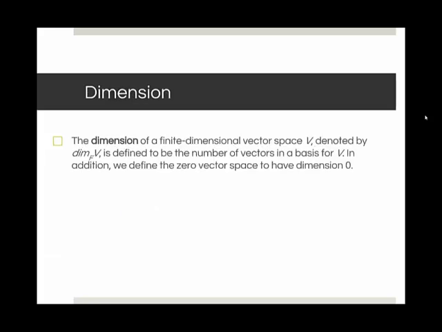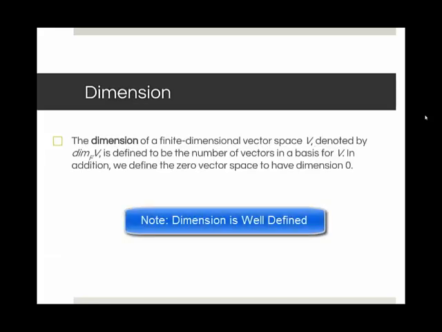So let's take a look at the dimension of a vector space. The dimension of a finite dimensional vector space V, denoted by dim with subscript F of V, is defined to be the number of vectors in a basis for V. In addition, we define the zero vector space to have dimension 0. So basically, the dimension is the number of elements in a basis.